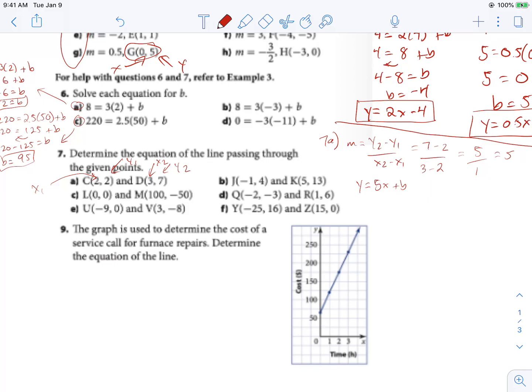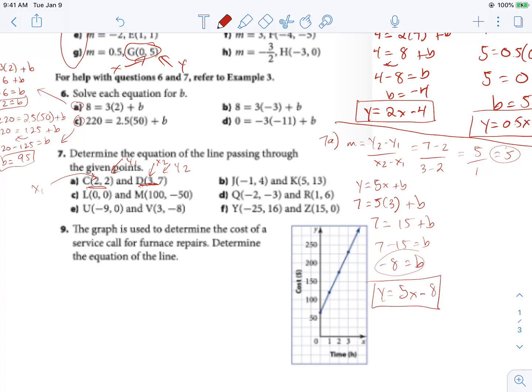And now you can pick either point. You can pick either C or D, and you can use either of those in yours. So I'm just going to pick D. So I'll put D in. My y value in D was 7 equals 5 times, what's my x value? Well, it says there that it's 3, plus b. So we get 7 equals 5 times 3, which is 15, plus b. And 7 minus 15 equals b. So we get negative 8 equals b. So when we put it together, we can find our formula: y equals our m, which we calculated to be 5, x, and then plus b, which is minus 8.